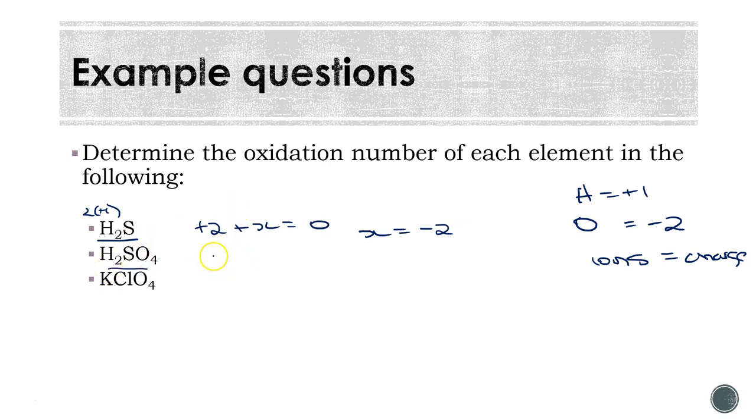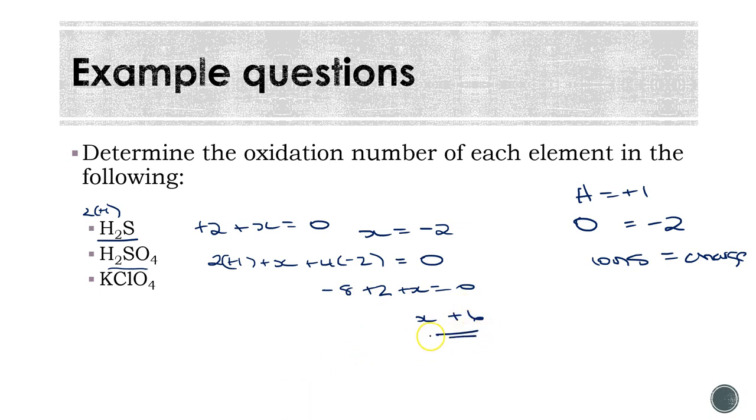In the case of H2SO4, I have 2 lots of +1. I don't have a rule for sulfur, so that's going to be x, and then I have 4 lots of -2, which is going to equal 0 because it's neutral overall. So this means that I'm going to have -8, not 80, -8 plus 2 plus x is equal to 0. So x is going to be equal to +6. So the oxidation number on sulfur will be +6.